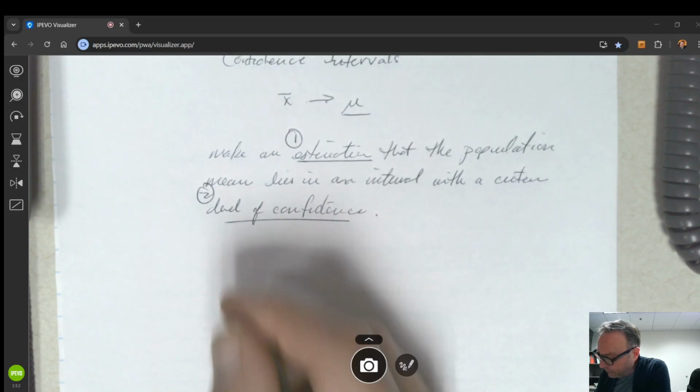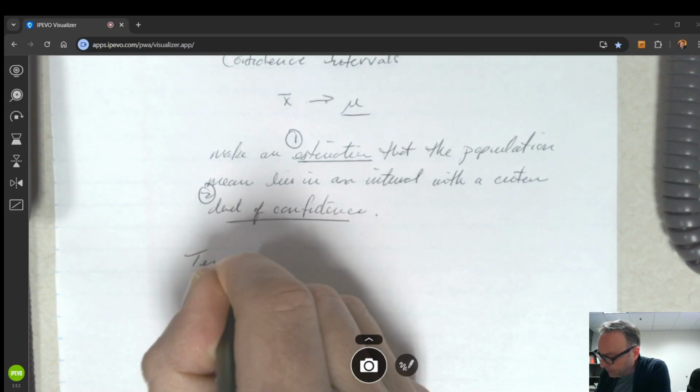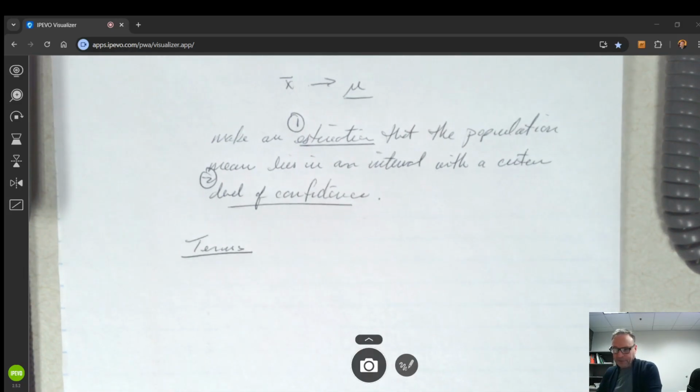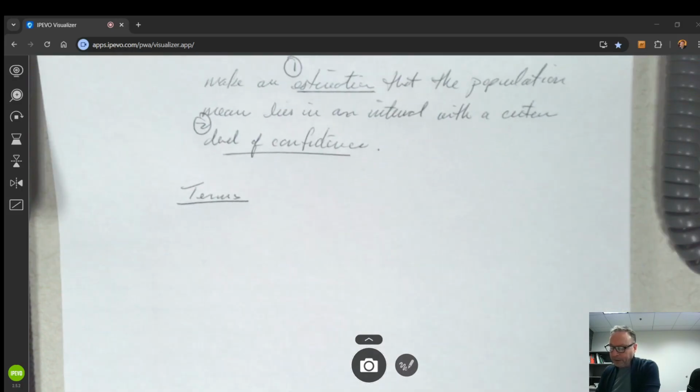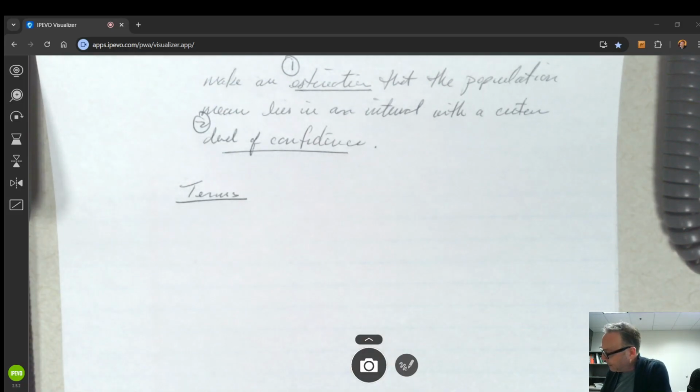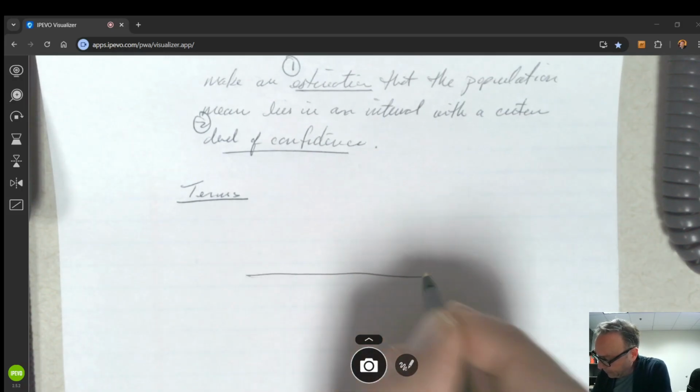Now, here are some terms. We're going to talk about some statistical terms now, and this is a little bit boring, because it's just, here's the term and here's the definition, but before you can have a conversation, you need to know what the words mean. So here we go. The first one is sampling error.